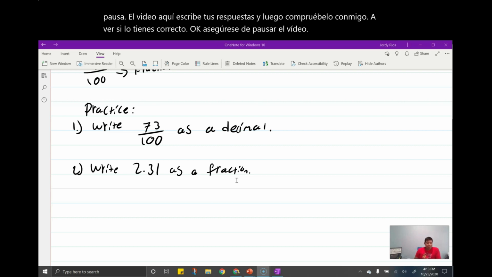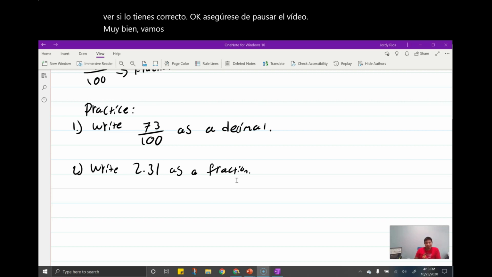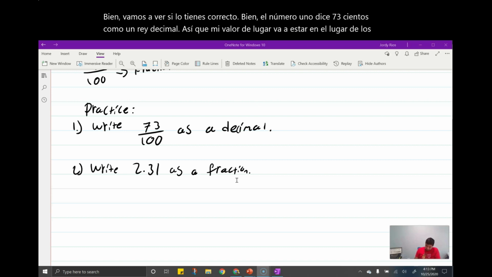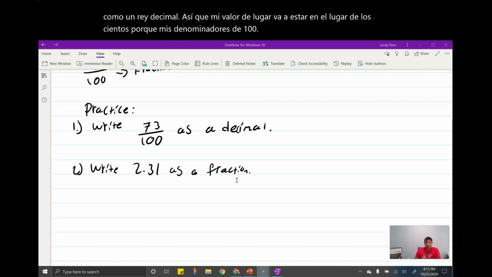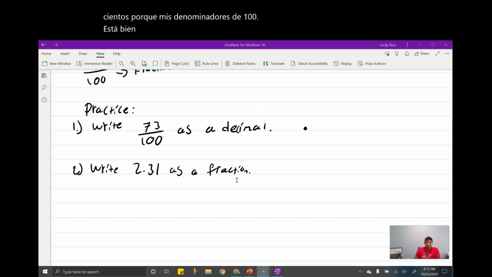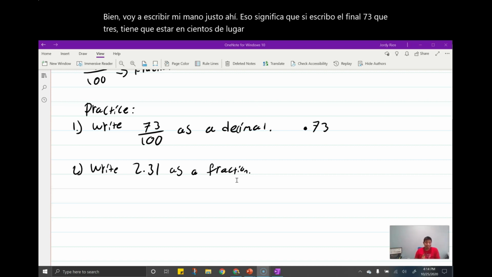Alright, so let's check to see if you got it correct, okay? Number 1 says write 73/100 as a decimal, okay? So my place value is going to be in the hundredths place because my denominator is 100. Okay, so I'm going to write my decimal point right there. So that means if I write ".73", that 3 has to be in the hundredths place. Okay, so that's how you write that as a decimal.